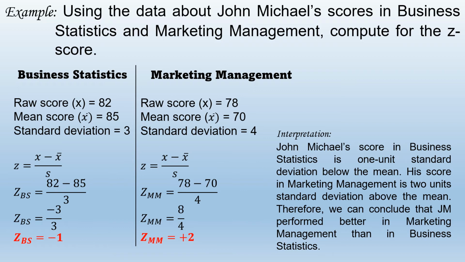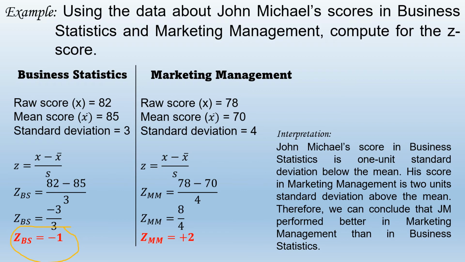Okay? And what we got here is -1 for the Z score for business statistics. Sorry, business statistics. So that is -1. We have to make sure that we emphasize the sign, because the Z-score is all about negative and positive. So our interpretation will differ, and we should never forget it.